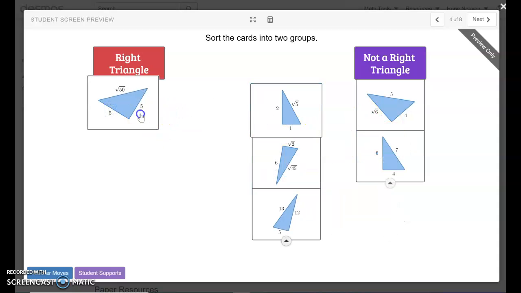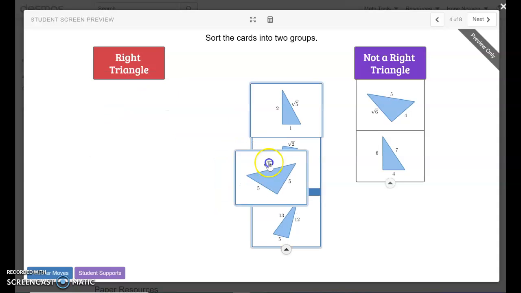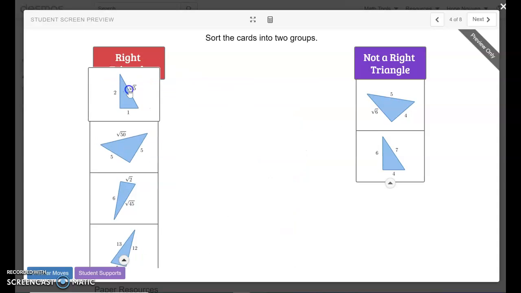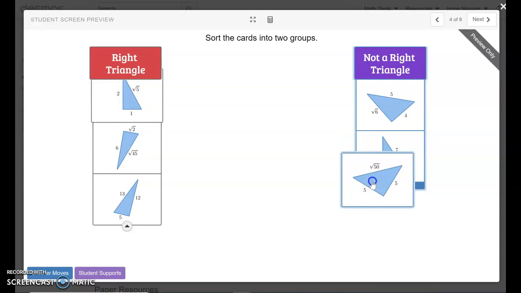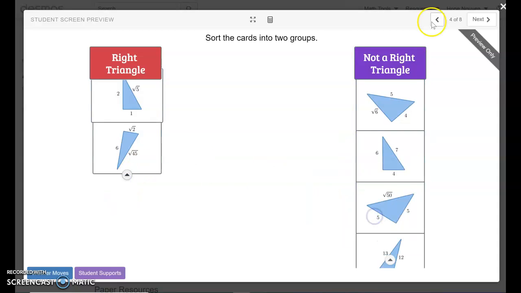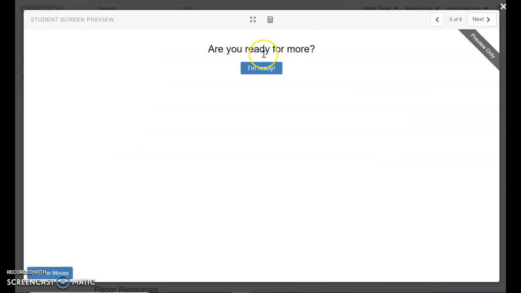It's going to bother me if I don't have it in the right way. It doesn't want to attach now. Okay, whatever. Moving on.